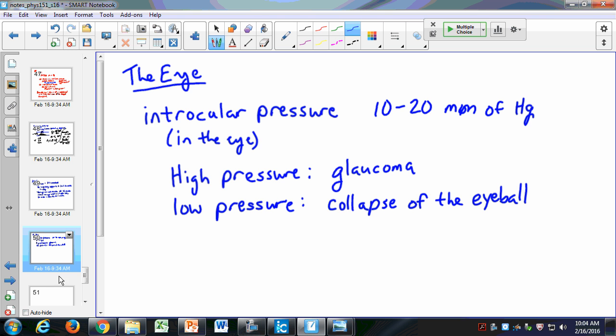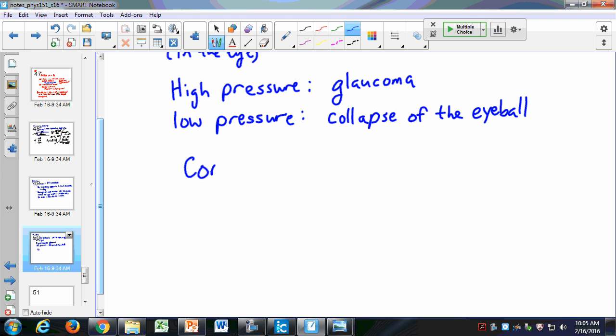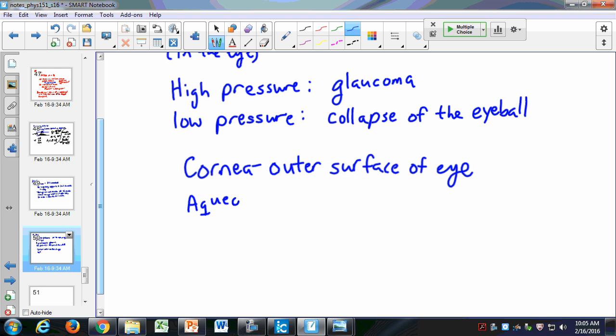You have several parts to the eye. The cornea, which is the outer surface of the eye. And the aqueous humor. This is a fluid that is replenished regularly. Let me see, the aqueous humor, that is in the front part of your eye. Is it in the lens? I forget. Let's not get these mixed up. The vitreous humor is inside the ball. I think the aqueous humor is inside.